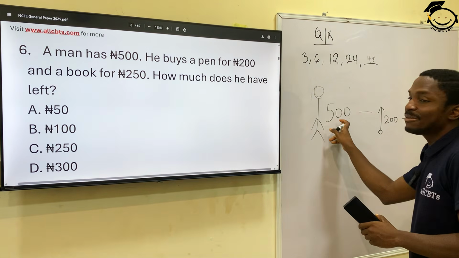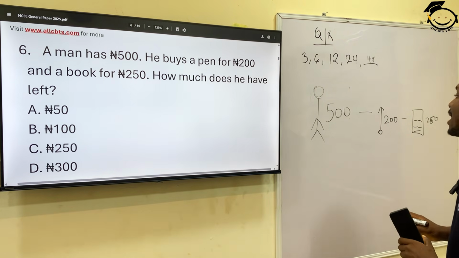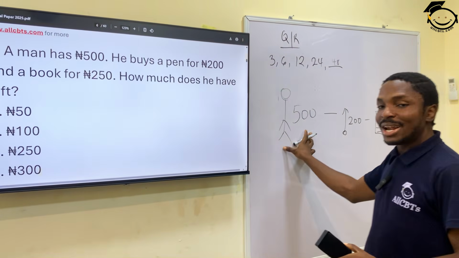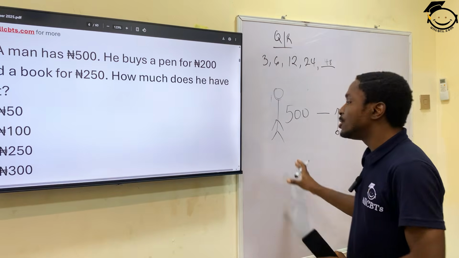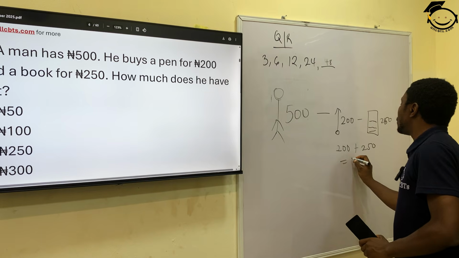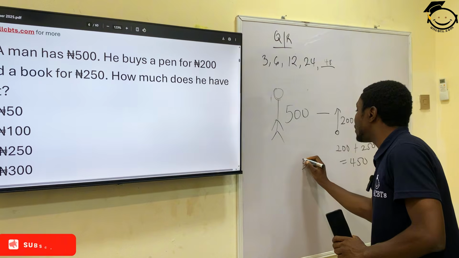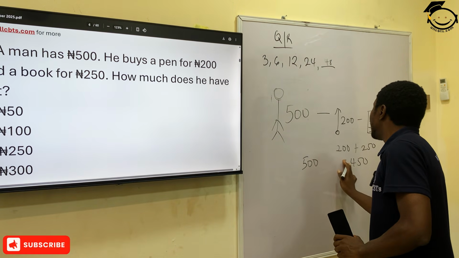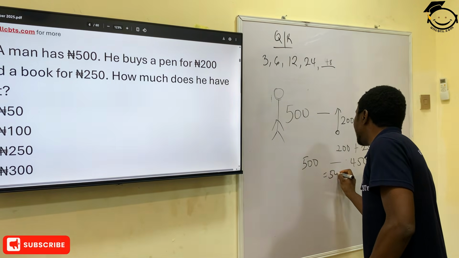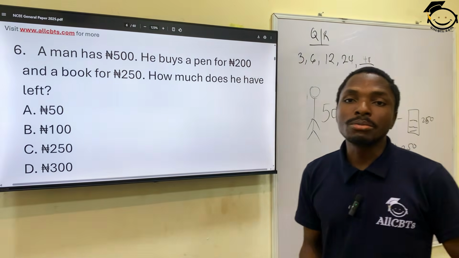Okay, so he has 500 naira. He bought a 200 naira pen. He bought a 250 naira book. How much does he have left? So what you need to do is add the two things he bought and subtract it from the amount that he had. So the two things he bought, 200 plus 250, which will be what? 450. Then you subtract it from the amount he had before he started making purchases, which is 500. So 500 minus 450 will be what? 50 naira. So he's left with what? 50 naira, which is option A.